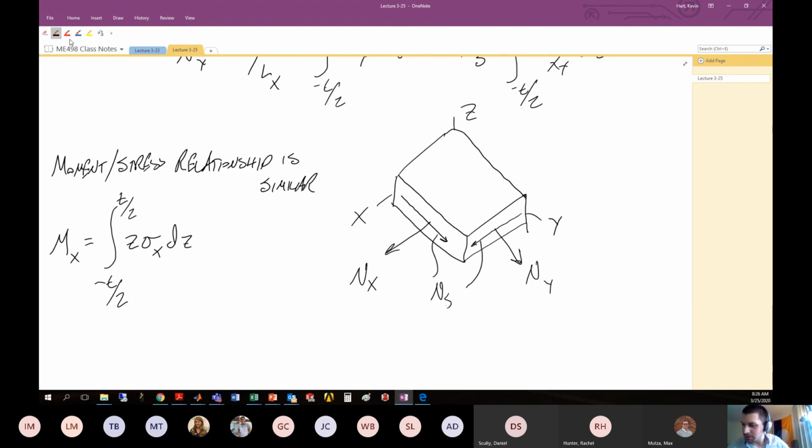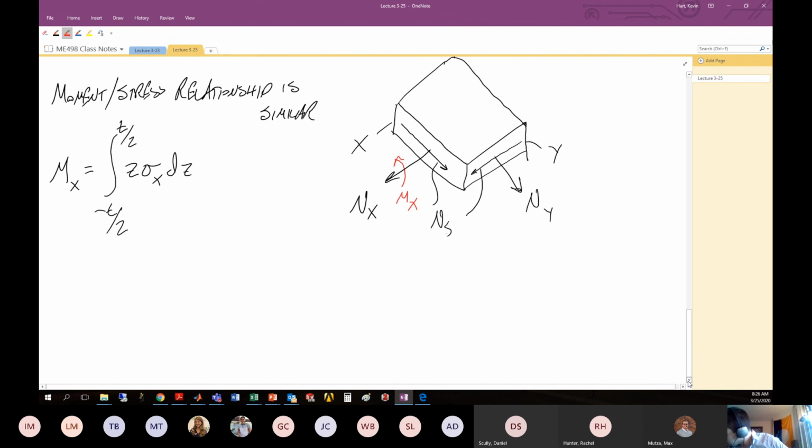If you wanted to draw that on our particular laminate, that might look something like this. Here's Mx. If we thought of my business card here as our laminate, then the moment in x might be this bending moment that we apply to this particular laminate in that x direction.